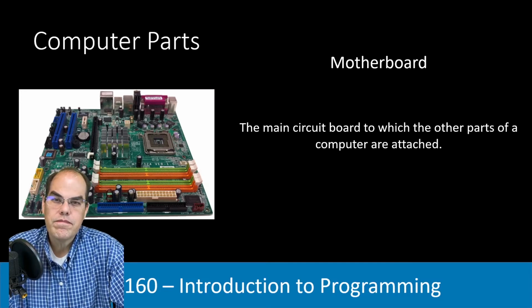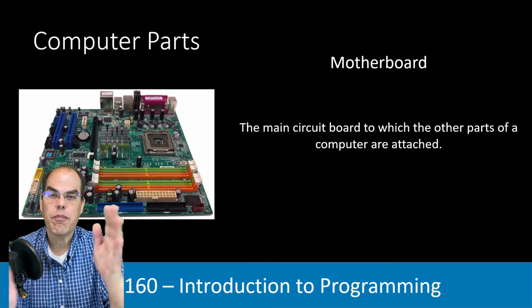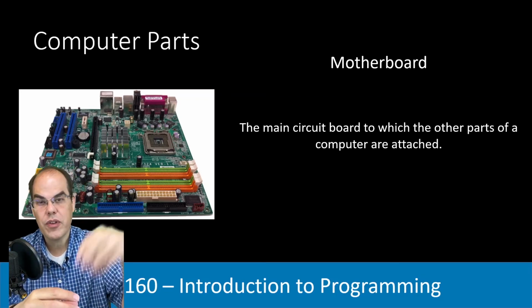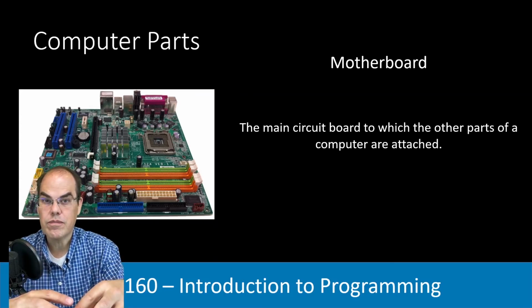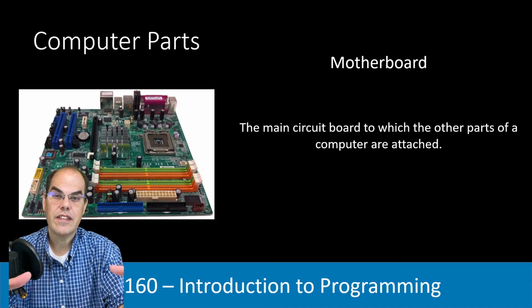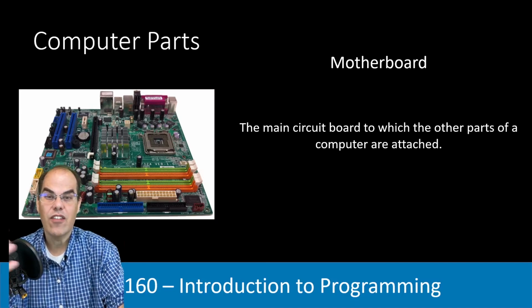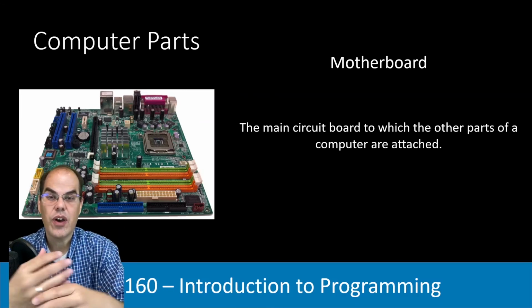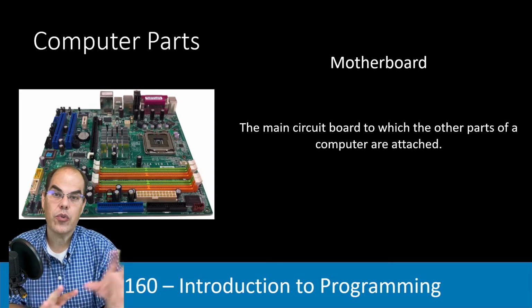The motherboard. The motherboard is kind of the main board where all the different components of the computer plug into. So your power supply is going to plug into that. Your graphics chipset is going to plug into that. It's the main board, or the motherboard, that everything kind of connects into all at once, and then allows the different parts to talk to each other.